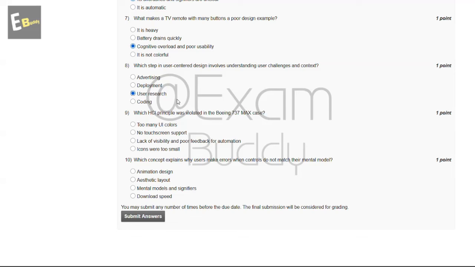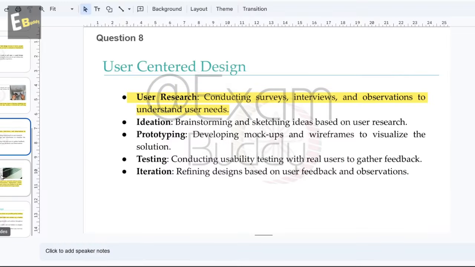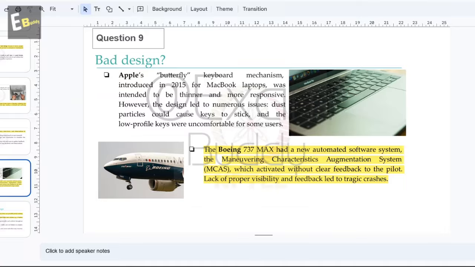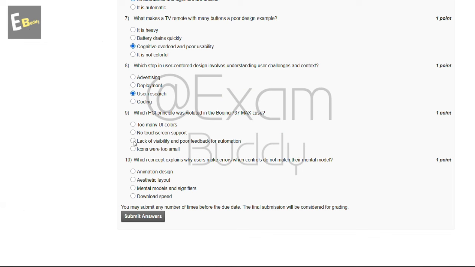And now let's go to our question number 9. Which HCI principle was violated in the Boeing 737 MAX case? So these are the options. And now let's check the explanation. So explanation says the Boeing 737 MAX had a new automated software system, the Maneuvering Characteristics Augmentation System, which activated without clear feedback to the pilot. Lack of proper visibility and feedback led to tragic crashes. So the answer of our ninth question is C. Lack of visibility and poor feedback for automation.